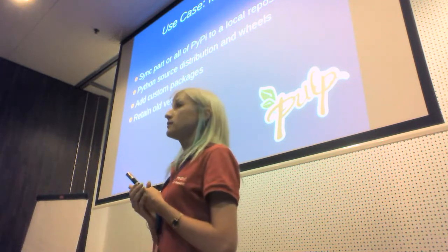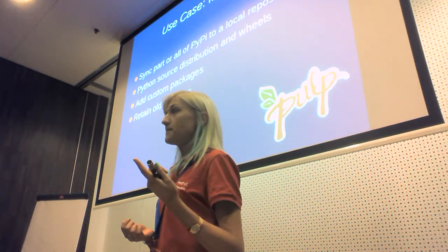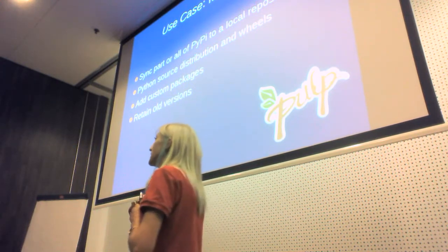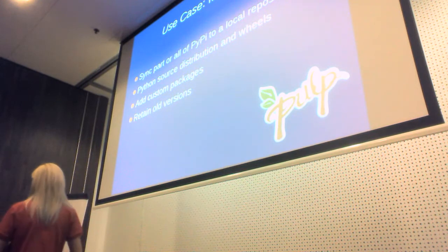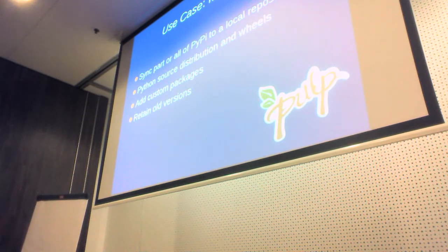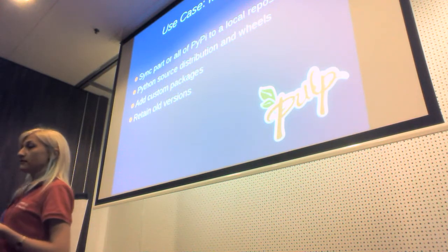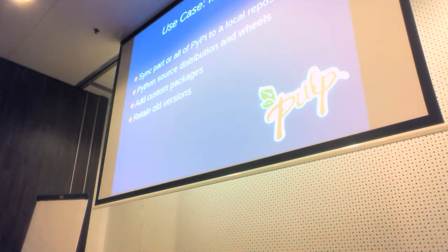You can add your custom packages by uploading them into the repository. And one of the awesome things about Pulp, it can retain all versions. Imagine the situation when you've been building some framework which requires a specific version of a Python package, right? You go to PyPI, and at some point you can't find this version, because when there is a new version, the old one is gone, so you cannot find it anymore. If you want to take control of this, you can use Pulp for this purpose. You can store as many versions of Python packages as you need.